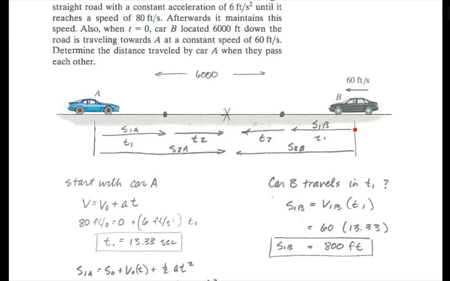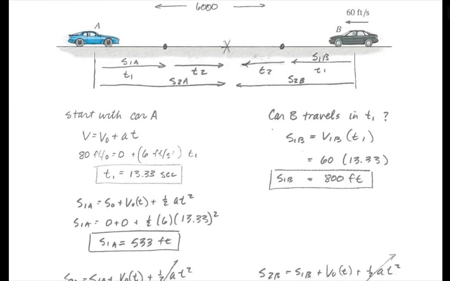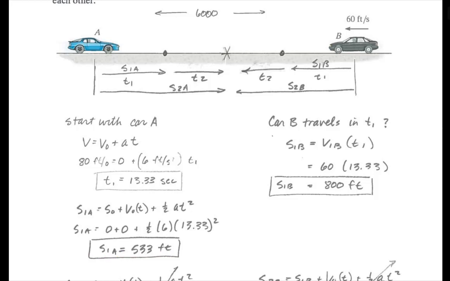What happens to car B during that same period of time? Well, he's going at constant speed. So in his first 13.33 seconds, he has traveled 800 feet. How far did car A travel in that first t1? Using this constant acceleration equation, you can see that he traveled 533 feet. So for the first 13 seconds, car A has traveled 533 feet, and car B has traveled 800. Now they're both going at constant speed. Car A is going at 80 feet per second, and this guy continues on at 60 feet per second.